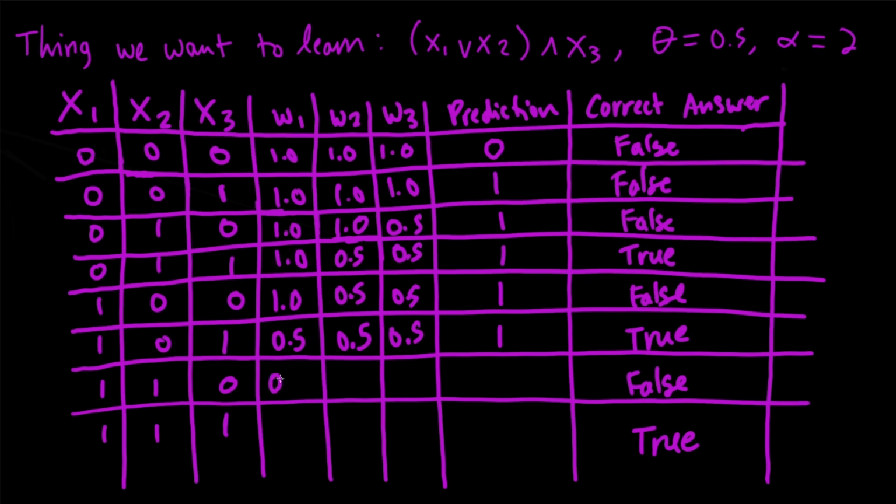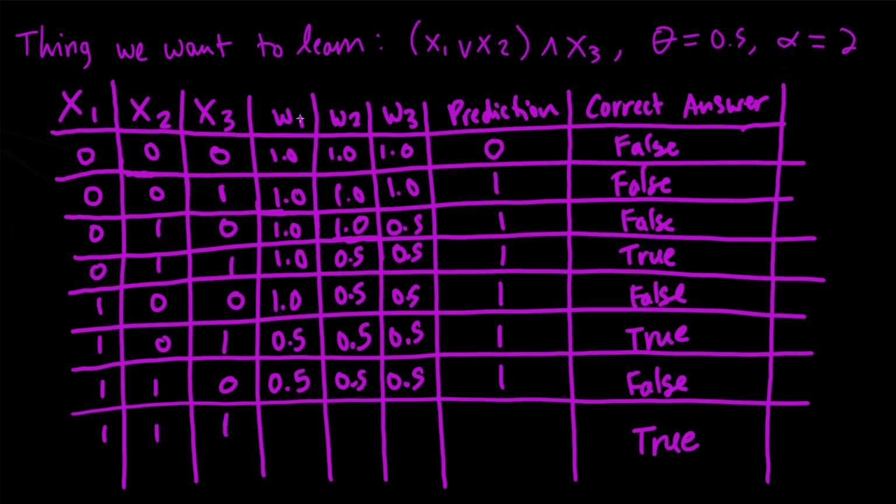So let's go ahead and drop our weights down to the next row, 0.5. Okay, cool. Now we're going to move on to the vector 1, 1, 0. So we're going to be using x1 and x2, but not x3 in this case. So we have x1 times w1 is 0.5 plus x2 times w2, which is 0.5, which is 1. 1 is greater than theta, so we predict 1. Notice that the correct answer is false, so we predicted incorrectly, and in this case we need to do demotion again.